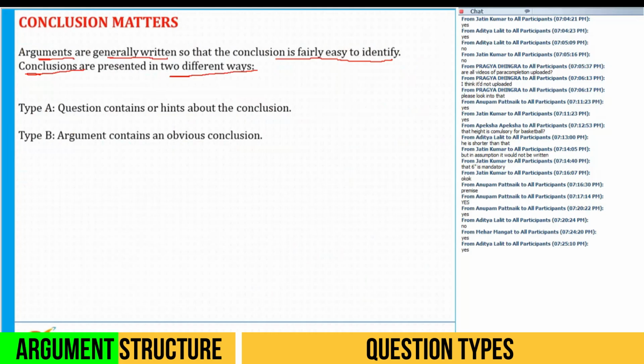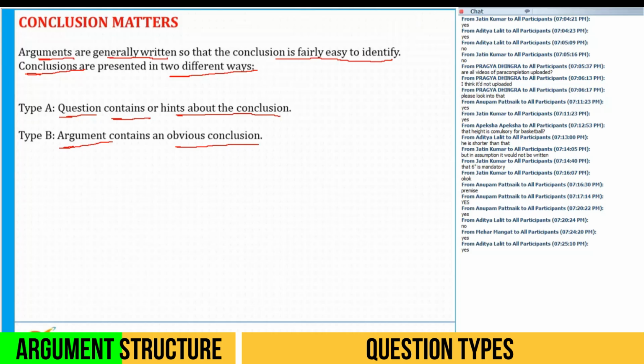If not in the paragraph itself, then in the question that they ask you, they will either include the conclusion or give you some hints about the conclusion. That's possible. So when you read the question, you will understand what the conclusion is. Or in the majority of the times, the argument will contain a very obvious conclusion, written in a very straightforward manner, that this is something which we can conclude. So either the conclusion would be somewhere in the question, or it will be very obvious in the paragraph itself. I'll show you an example of both.